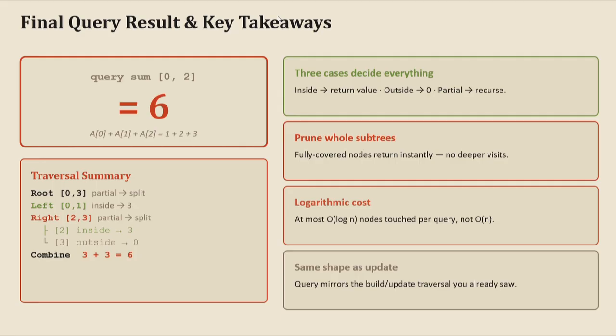Three takeaways. First, three cases decide everything: inside, outside, and partial. That's the complete logic. Second, subtree pruning is the source of efficiency. Fully covered nodes return instantly without visiting their children at all. Third, the cost is O(log n). At most O(log n) nodes are touched per query, compared to O(n) for a linear scan. And finally, this query traversal follows the same shape as the build and update traversals. Once you understand one, you understand all three.